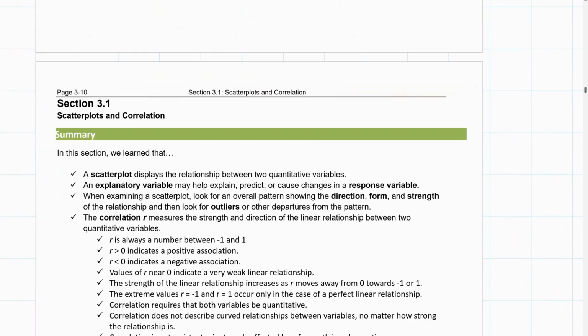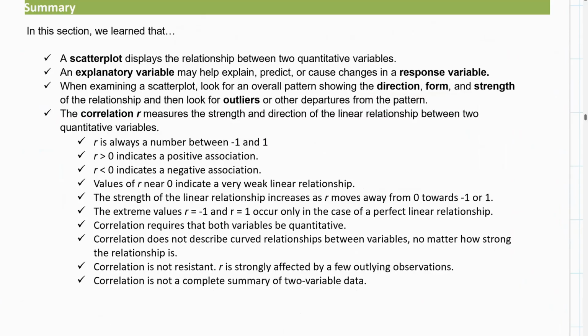All right. In summary, when we're trying to explore the relationship between two quantitative variables, we use a scatter plot as our device to try to summarize that data. If there's an explanatory response relationship, we try to look for it. And if so, we put the explanatory variable on the x-axis. When we try to summarize or interpret a scatter plot, we try to do so by talking about its direction, its form, and its strength.